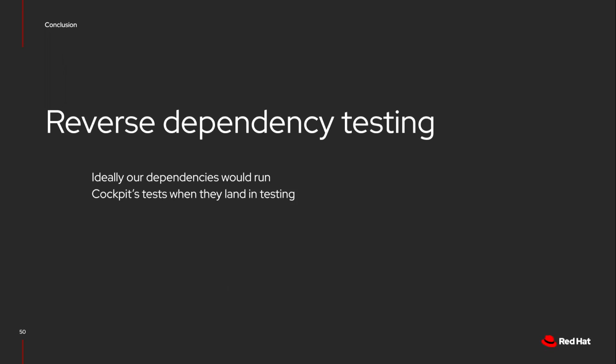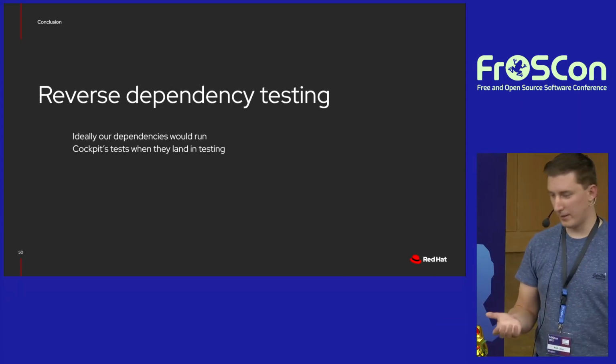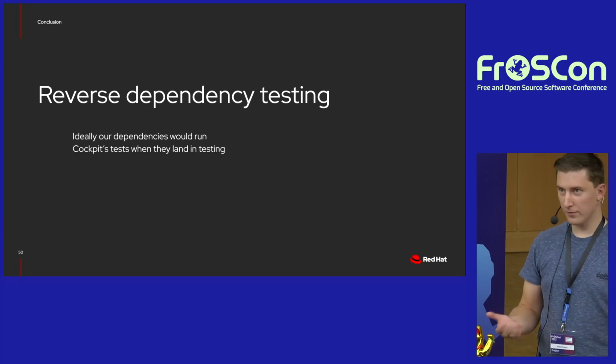For example, a new libvirt comes out, they build it, and the Fedora CI runs the Cockpit tests with that libvirt, and if they fail, then they can investigate, oh, maybe we need to fix something or hold back the package, so we don't have to report an issue after the fact.